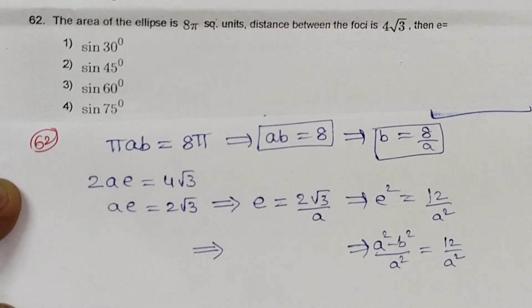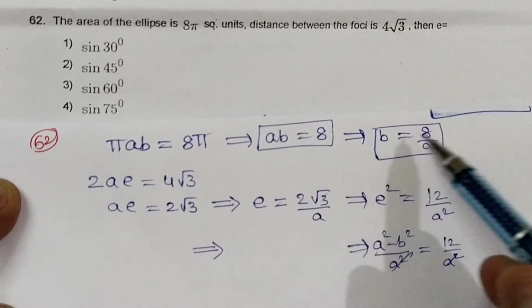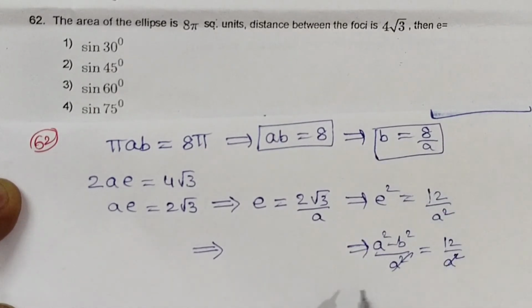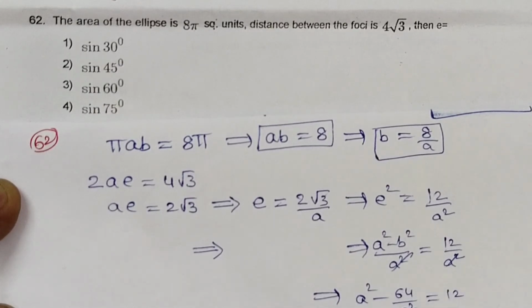After that, A square gets cancelled. B is equal to 8 by A. Substitute in this: A square minus B square means A square minus 8 by A whole square, 64 by A square, equal to 12. Taking LCM, A square whole square minus 12A square minus 64 equal to 0.